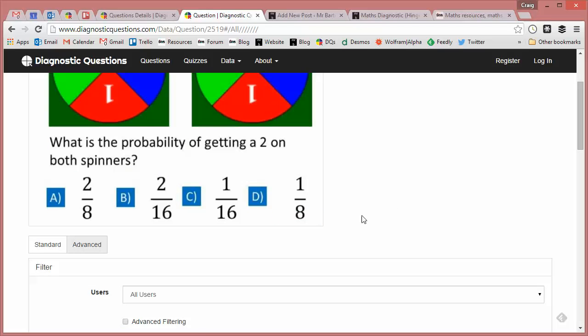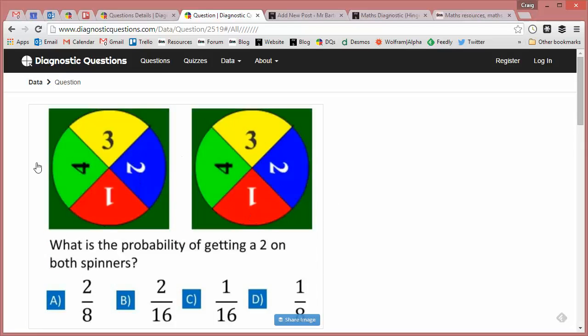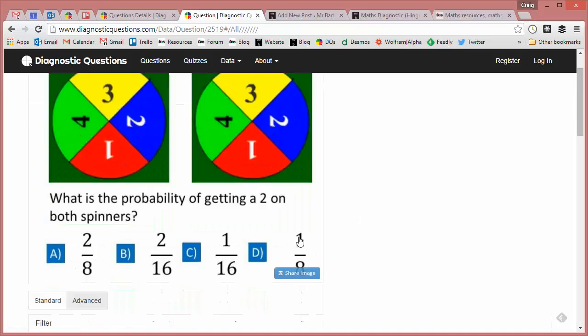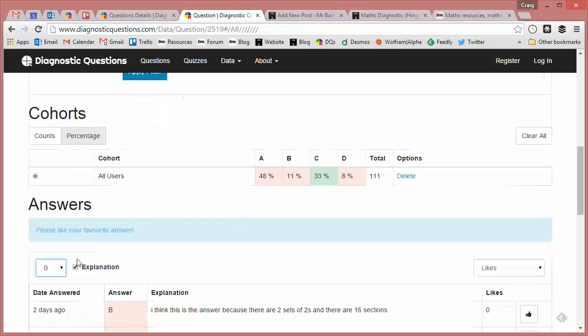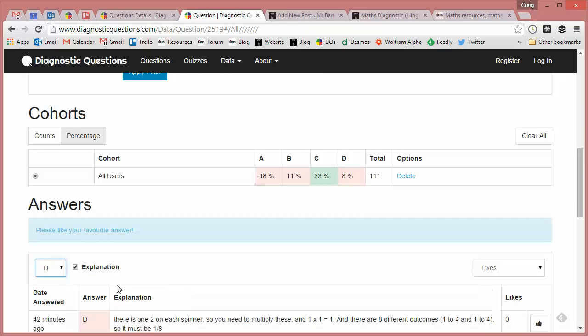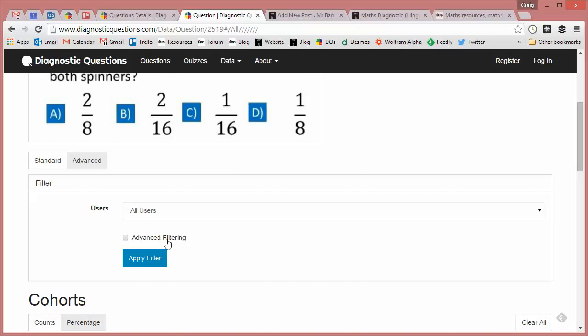Likewise, what about D? 1 out of 8. This has got the numerator wrong, the denominator wrong. So I'm thinking these students are going to have added the 2 4s together. But crucially, they've spotted that there's only one thing that they're interested in that could give the right answer. Let's have a look at that one. Let's go for D. Let's have a read of what they're doing. There is one 2 on each spinner, and you need to multiply these. 1 times 1 is 1. But there we go, there are 8 different outcomes, 1 to 4, 1 to 4, so it must be 1 over 8. Another dangerous misconception.